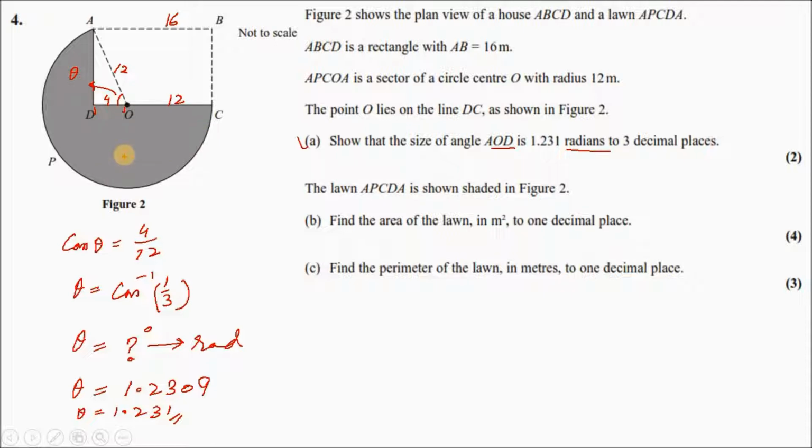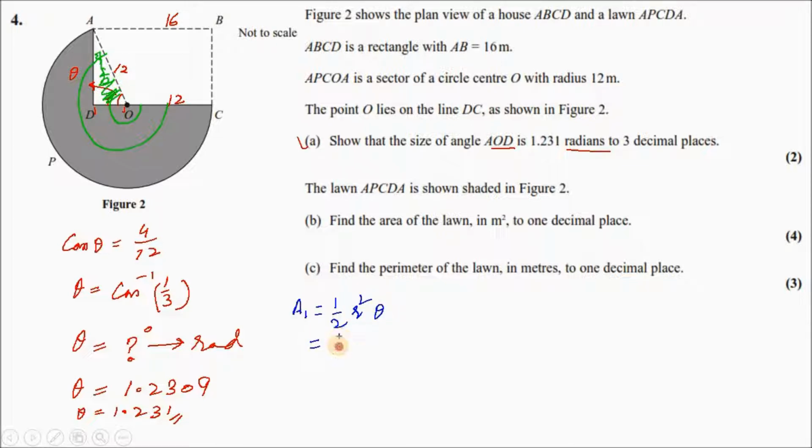Clearly, if you include this triangle, the complete triangle with the shaded one, this is a complete sector. We can figure out the whole area of this sector with the angle 1.231 plus pi. So total angle is pi. So we know that the area A1, the area of the sector, is half of r squared theta.